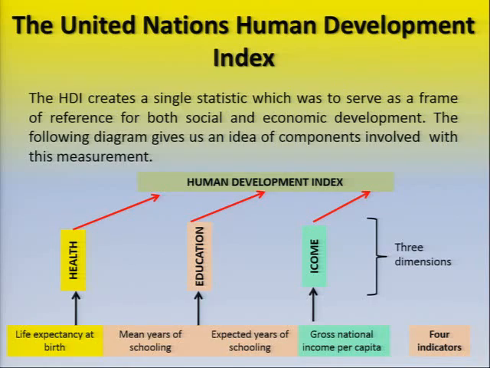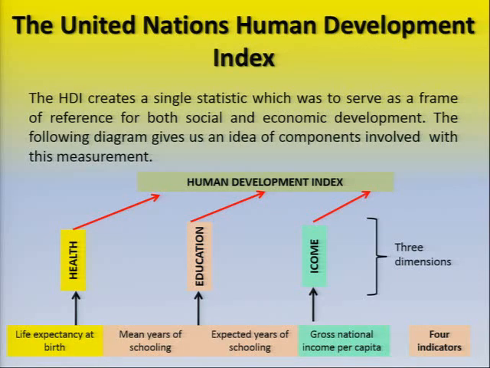If the United Nations uses the Human Development Index, they are looking at the following things: health, education, income. That's a three-dimension kind of indicator. And with health, you'll be looking at the life expectancy at birth, as we have explained it already. And the education, will be looking at the mean years of schooling, expected years of schooling. We will be looking at that also.